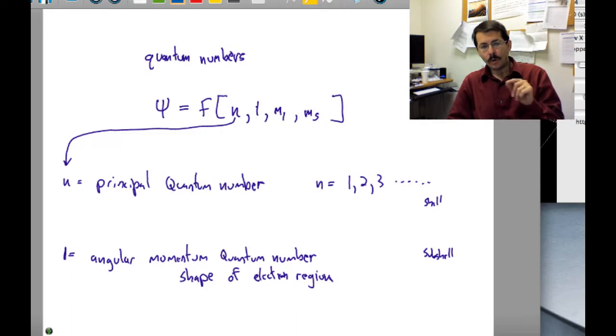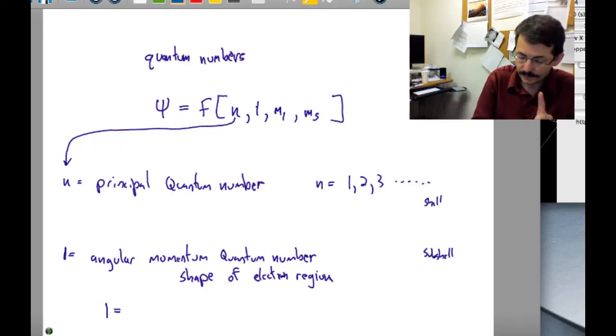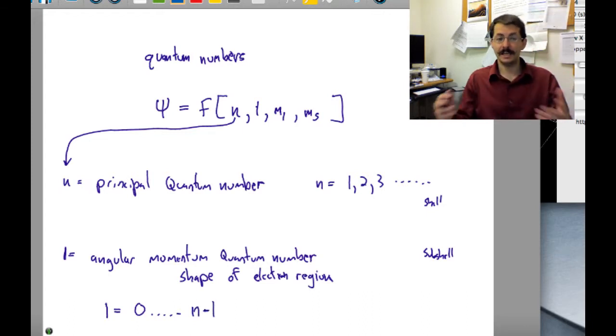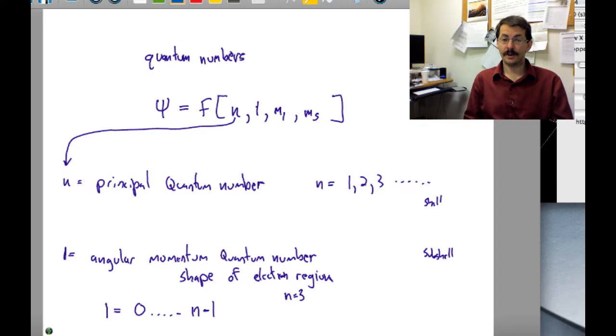l can only have values from 0 up to n minus 1. So what does that mean? If, for instance, in the third shell, n is equal to 3, l could have any of the following valid values: 0, 1, or 2.